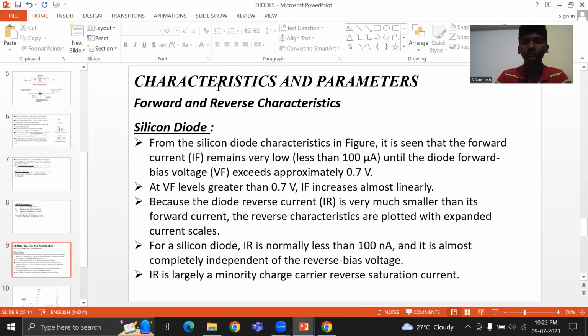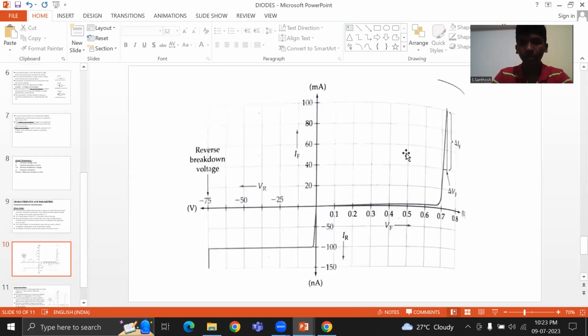And let's go on with the characteristics and parameters. Forward and reverse characteristics. The diodes can be made up of many materials, so we'll see about two of them, silicon diode and germanium diode. For a silicon diode, we'll be looking at the forward and reverse characteristics. And this is the graph related to the silicon diode, where you can see both the forward and reverse characteristics.